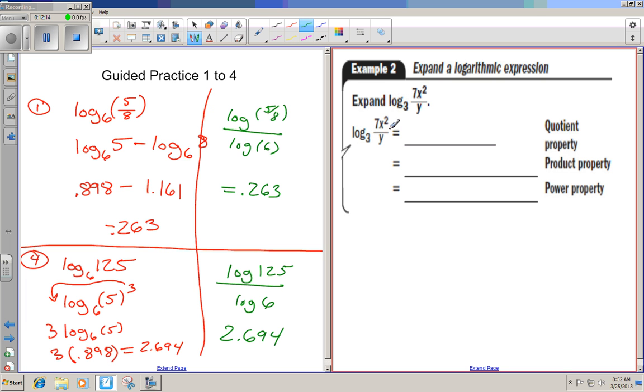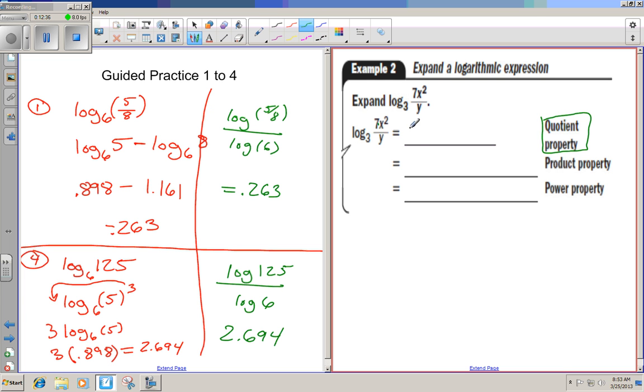Now, I agree with you, this looks a lot more difficult than what we just got done doing. But it's just asking you to expand the logarithm. So look at the numerator. What operations are going on here? I see some multiplication, I see an exponent, I see some division. Now, it tells us to use the quotient property first.